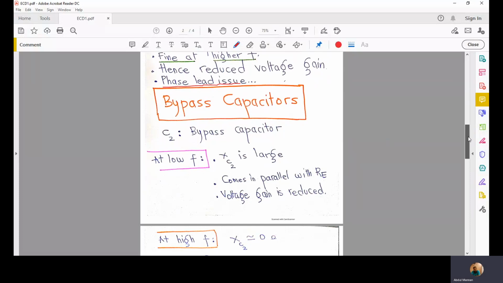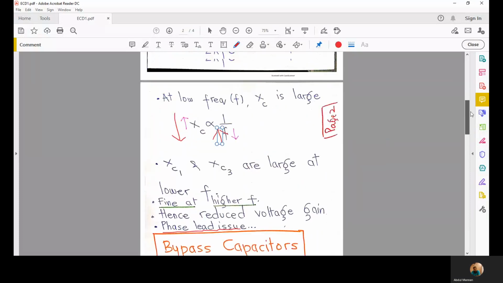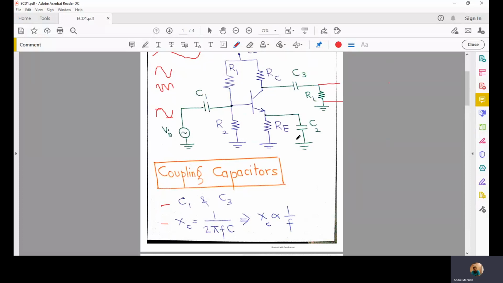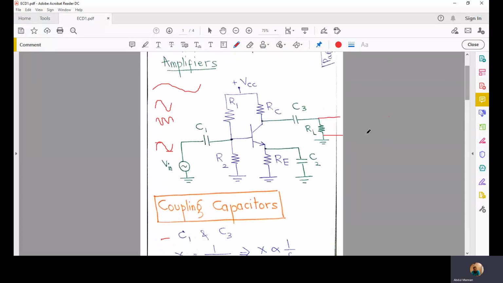What happens to the bypass capacitor? This is the bypass capacitor C2. Why is it there? It is there to bypass this RE, and we assume that for AC, this C2 will act like a short circuit and offer a resistance approximately equal to 0 ohms. And then this 0 ohm comes in parallel with this RE.